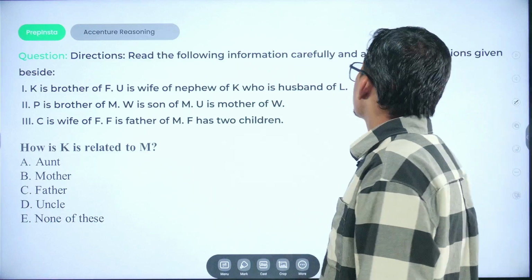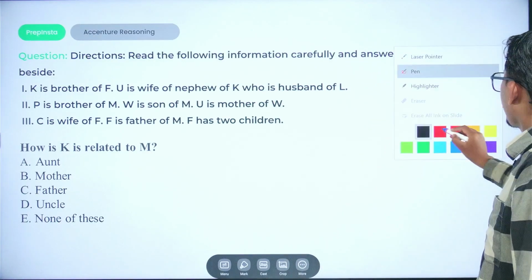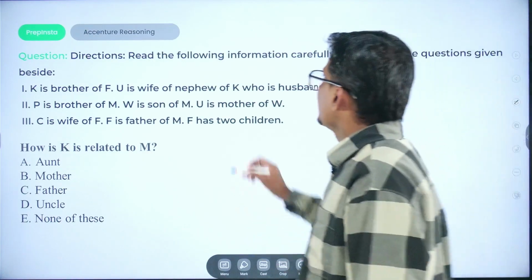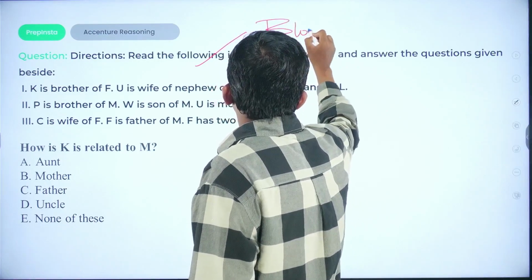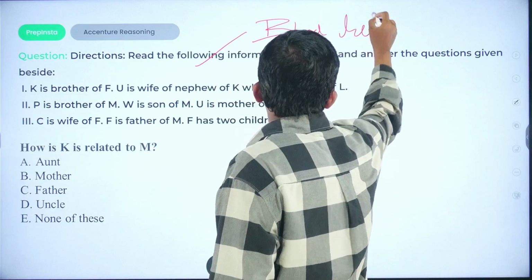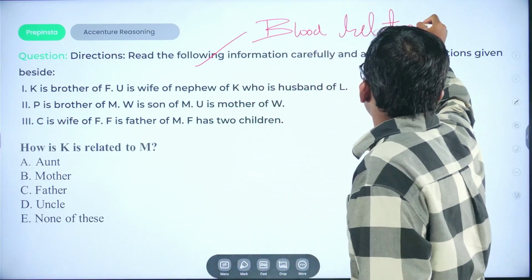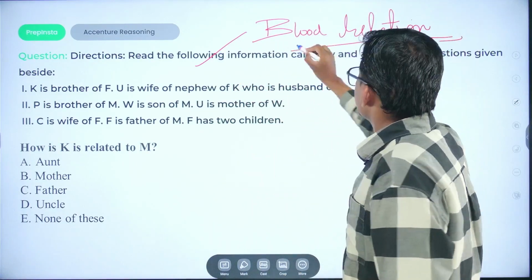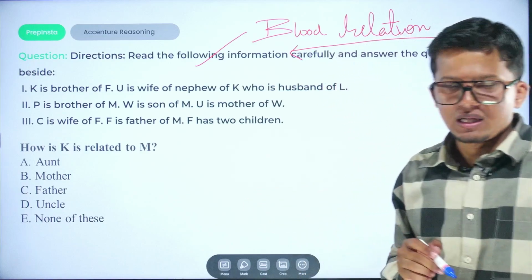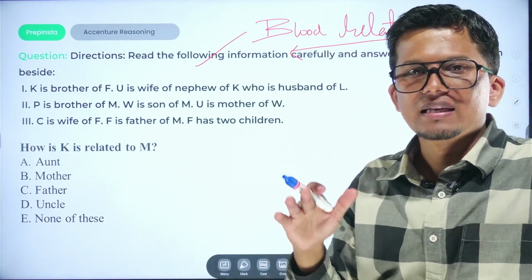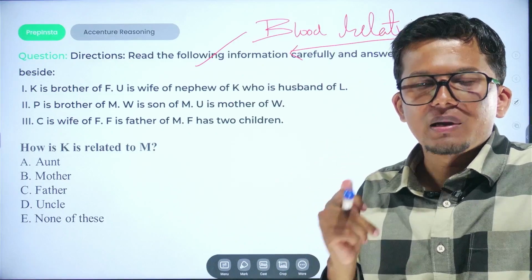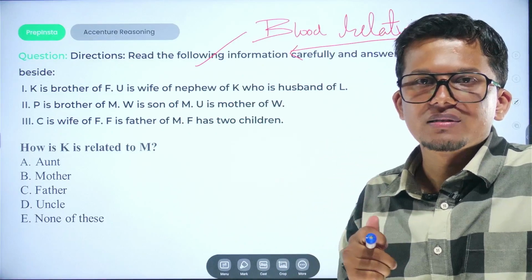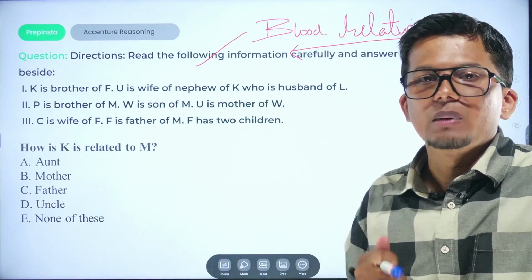Read the following information carefully and answer the following question. So this question belongs to the topic of blood relation. If you have studied it from me, you have understood the concept very easily. What I have told you is to always use a family tree to solve this question and use the proper categorization and proper symbols to represent the male or female members of a family.